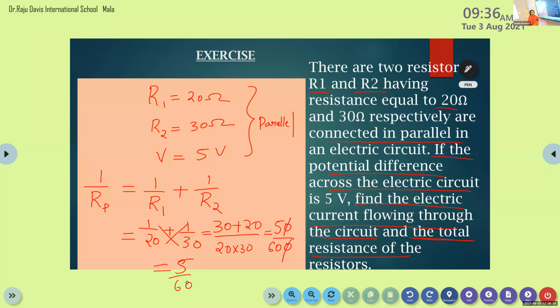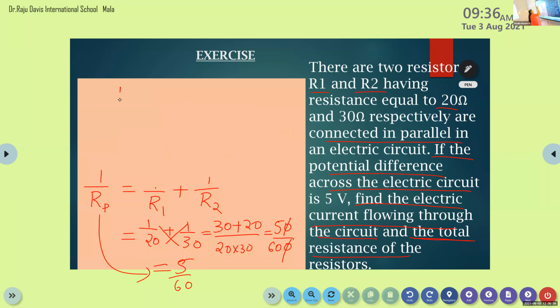This is a common mistake that most students make when determining the effective resistance in a parallel combination. Here 1 by Rp is equal to 5 by 60, right? Then what is Rp? Here we do not want 1 by Rp. We need the total resistance of the resistors in parallel combination, that is Rp. What is Rp then?